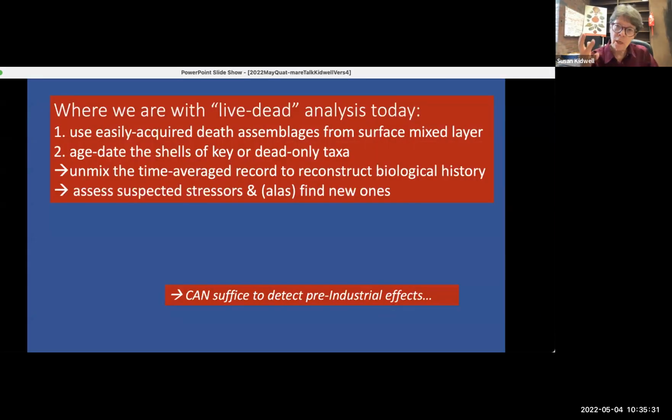Okay, so those are what we know and how we know it, and some of the mechanisms of forming these shell marine records. Let me now show you one application. What we all in this field do now is we don't just do a live-dead comparison, we also do age dating, especially of the dead-only taxa, once we determine which ones those are. And then using the age information, we can unmix the time-averaged assemblage to actually restore absolute time of occurrences. And this allows us to assess suspected stressors and unfortunately find new ones. And because the scale of time averaging can extend to 10 and 20,000 years old, although it's a very attenuated memory, this is obviously relevant to pre-industrial effects.